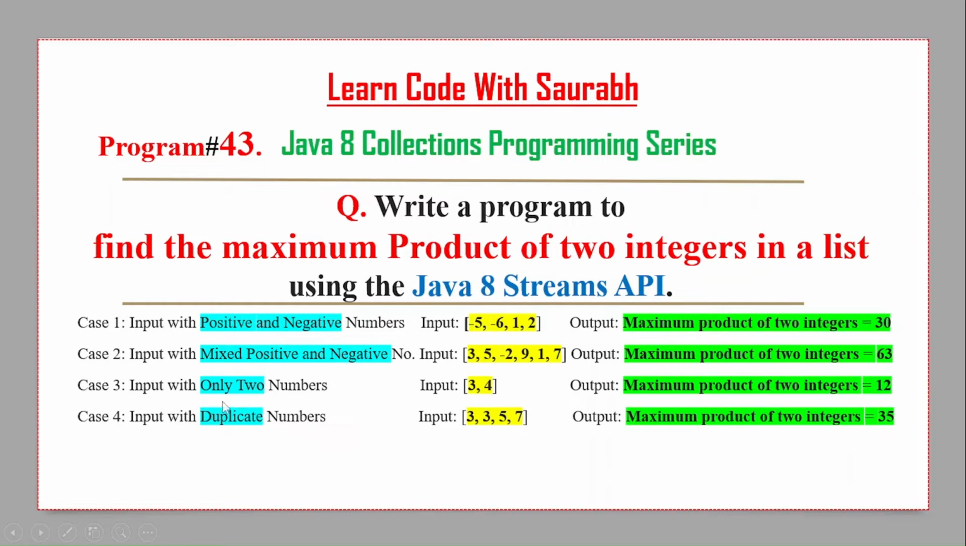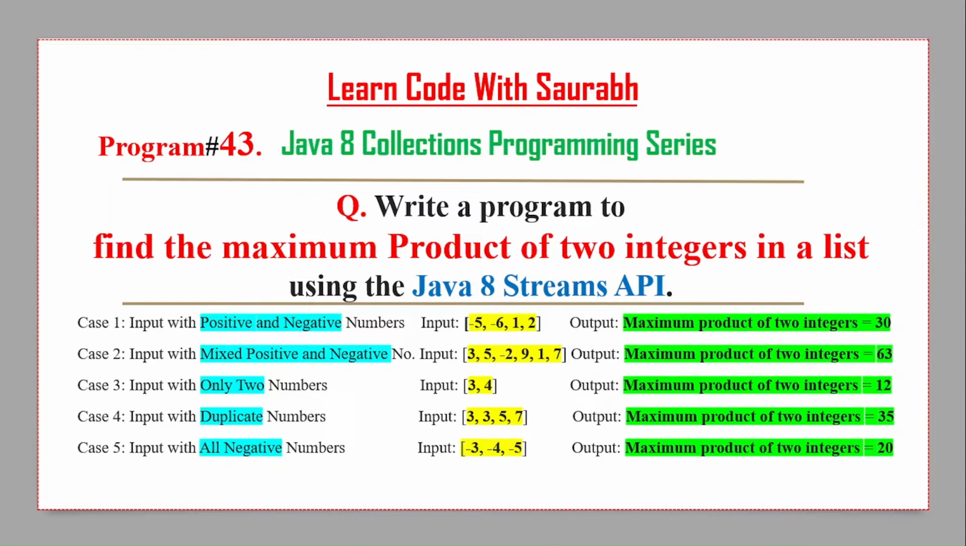And in this case we have duplicate numbers. If you see here, the maximum value is 7 and the second maximum value is 5, so at that time we will get the result 5 into 7, which is 35. But we need to make sure the list is unique, so we will identify if there are duplicates and make the list distinct.